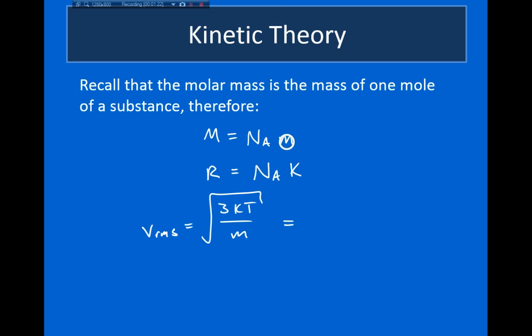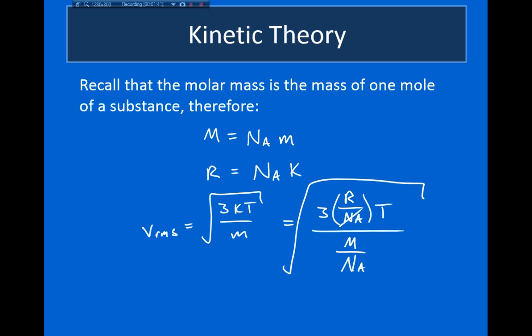So now if I plug in m is equal to big M divided by Avogadro's number, and I plug in k is equal to R divided by Avogadro's number, I have 3 times R divided by Avogadro's number times T divided by the molar mass divided by Avogadro's number.